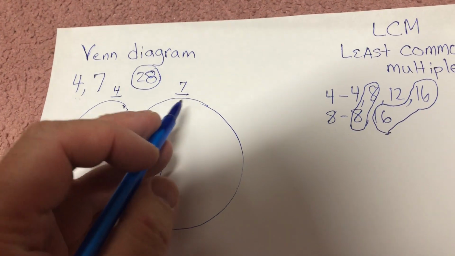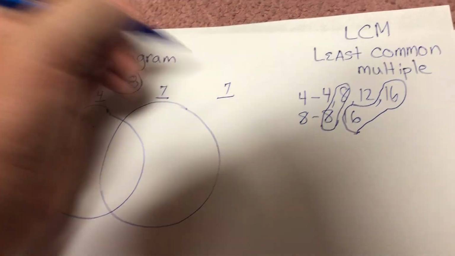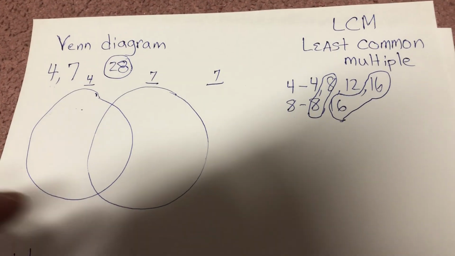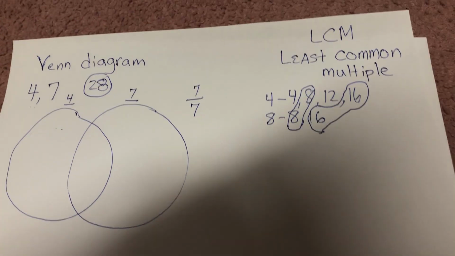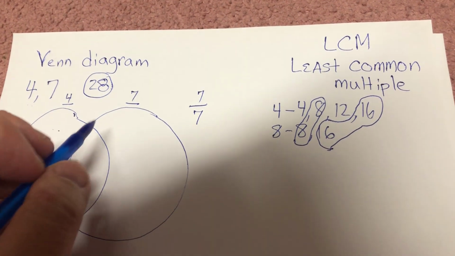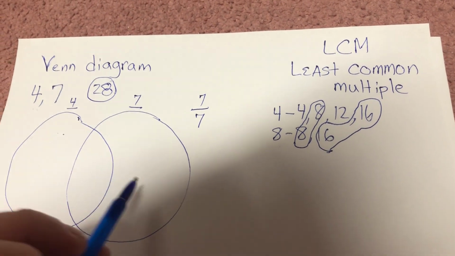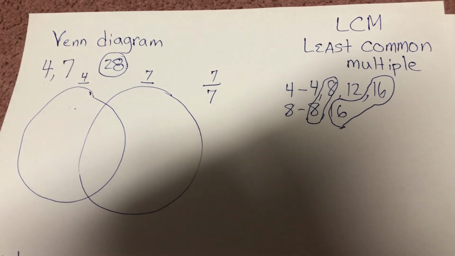So we're going to start with 7. You always start with the bigger number, and you're going to go up to 28. Well, 7 times 1 is 7. And when we're listing for a Venn diagram, we're going to put all the numbers up to 28. So we're going to need to put them all.